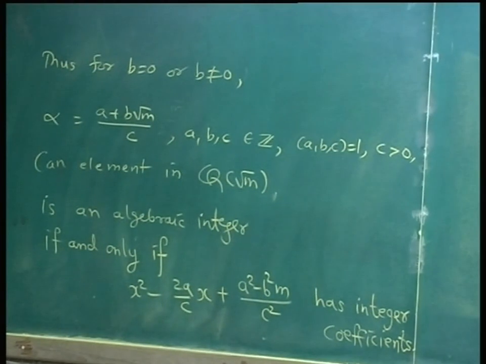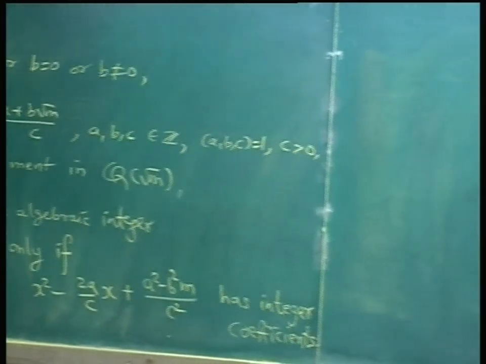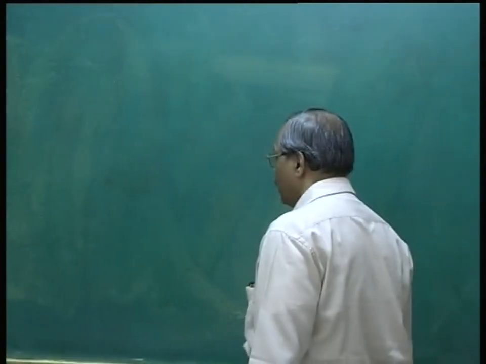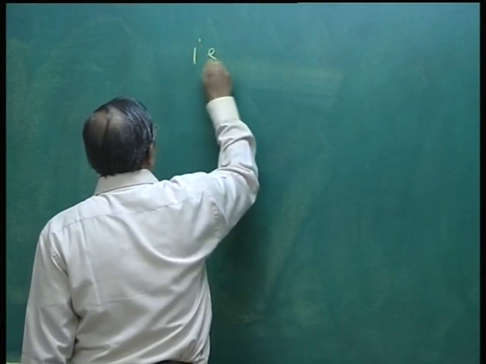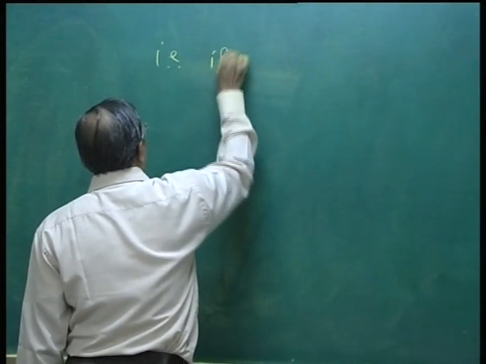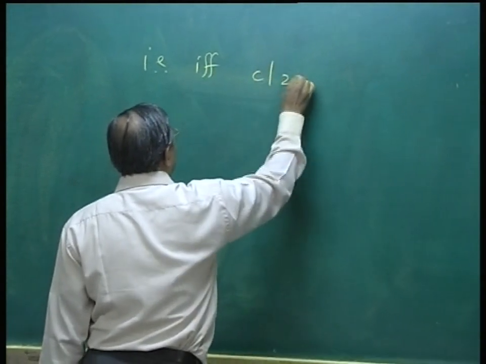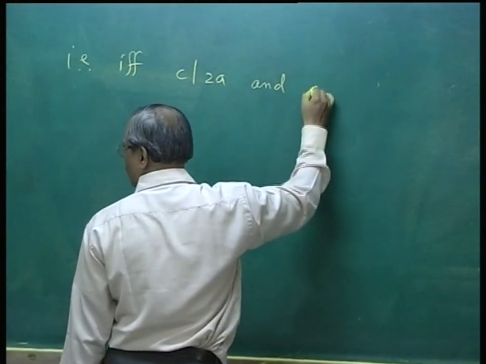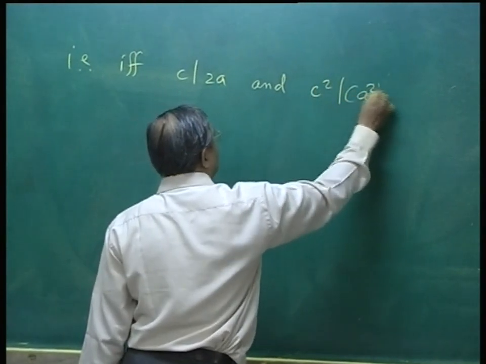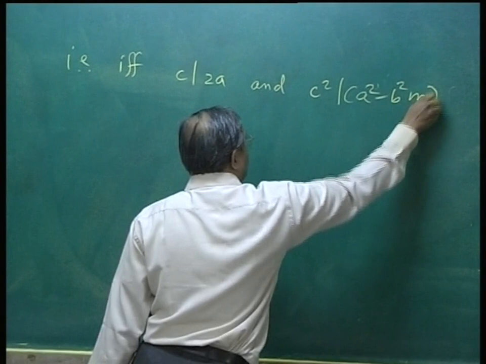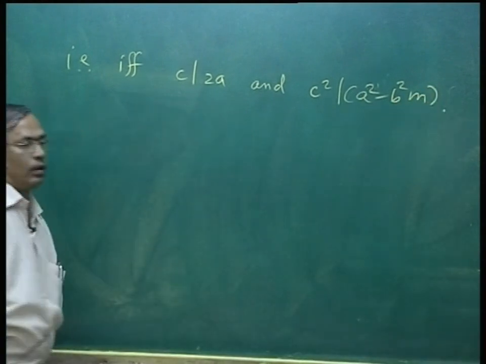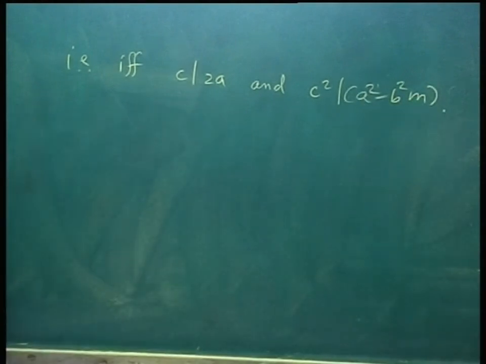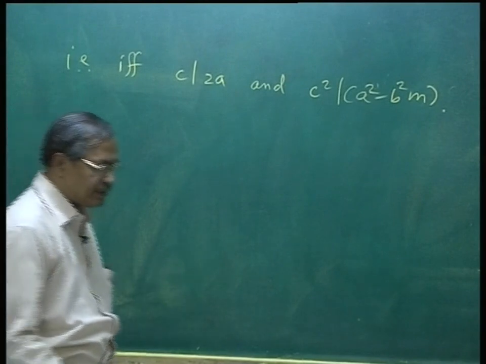Now this condition can be written as c divides 2a. So that is if and only if c divides 2a and c square divides a square minus b square m.